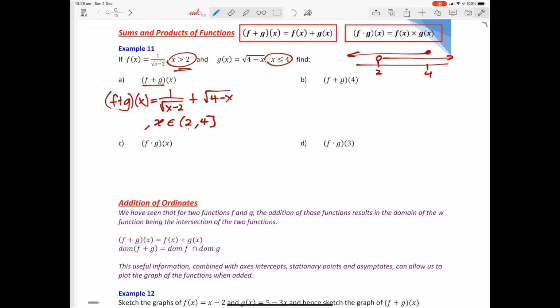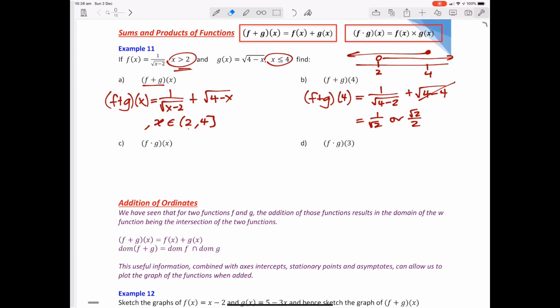If I want to work out the addition of them, so f plus g of 4, that just means we substitute 4 into the function like we usually would. So 1 on root 4 minus 2 plus root 4 minus 4. That's just 0, so the answer is 1 on root 2 or root 2 on 2. So that's the addition of two functions.